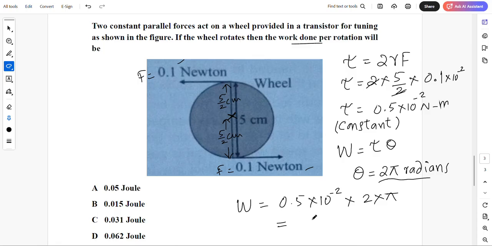That is equal to 2 into 0.5 is 1, 1 into pi is pi. Pi into 10 to the power minus 2. Pi is how much? 3.14 into 10 to the power minus 2. That is equal to, see the answers, 0.031 joule is the right answer. Hope you understood this one.